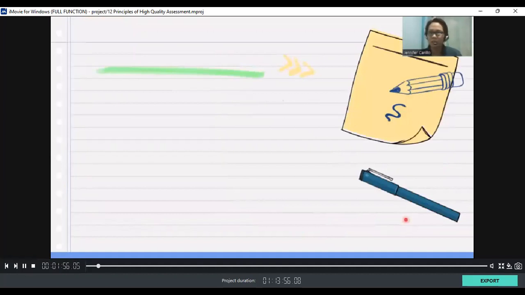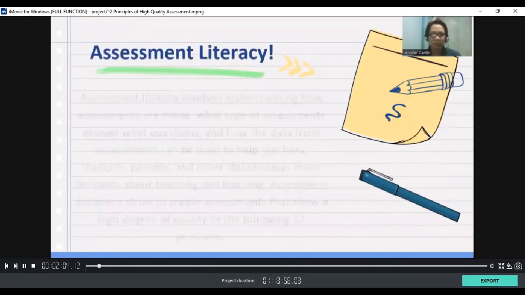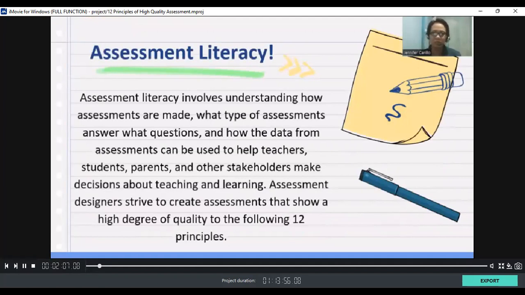So as you take this subject, you will obtain the assessment literacy. So what is assessment literacy? Assessment literacy involves understanding how assessments are made, what types of assessments answer what questions, and how the data from assessments can be used to help teachers, students, parents, and other stakeholders make decisions about teaching and learning. So the instructional decisions we make will be based on assessment results.